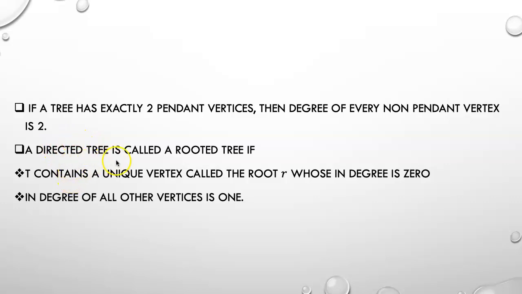A directed tree is called a rooted tree if T contains a unique vertex called the root R whose in degree is 0 and in degree of all other vertices is 1. So what is a property of a rooted tree? You have one vertex called the root having in degree 0 and in degree of all other vertices is 1.